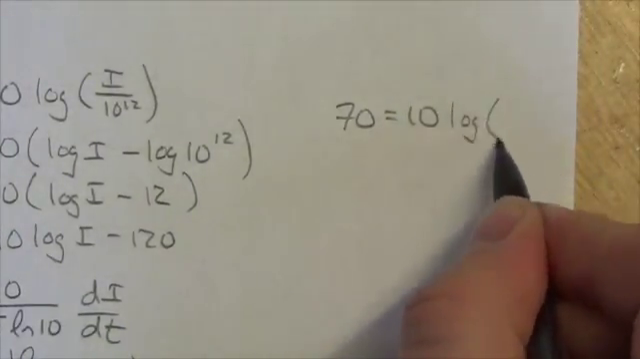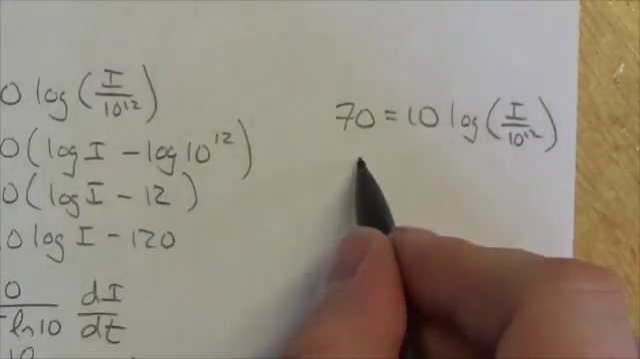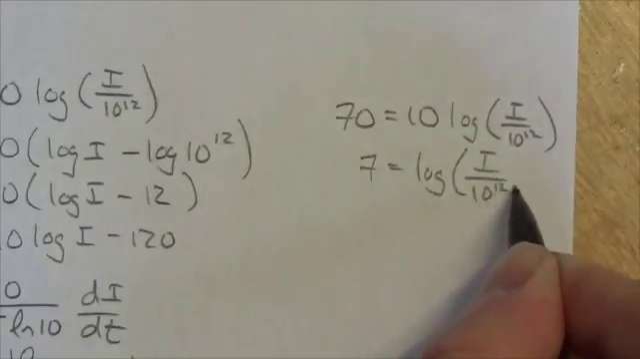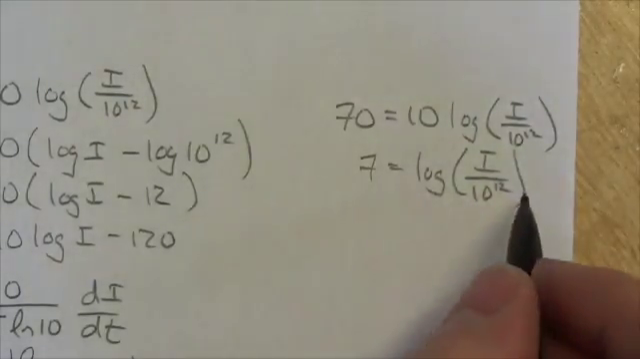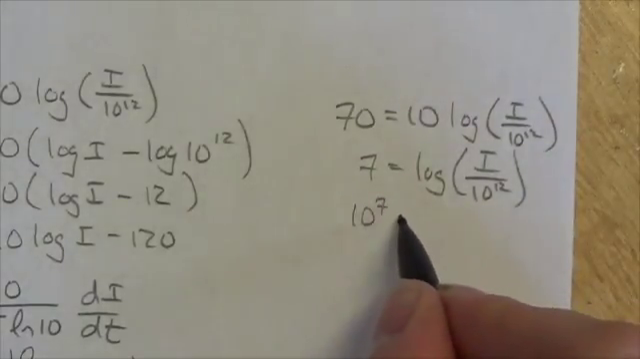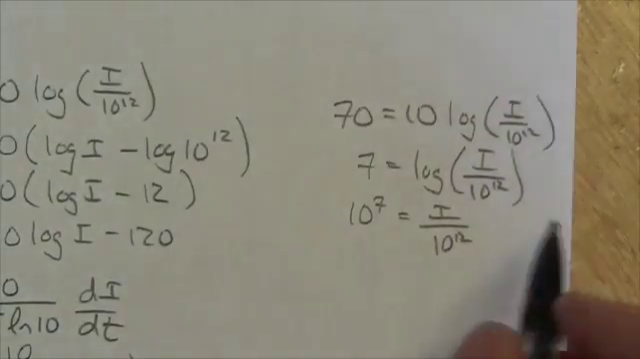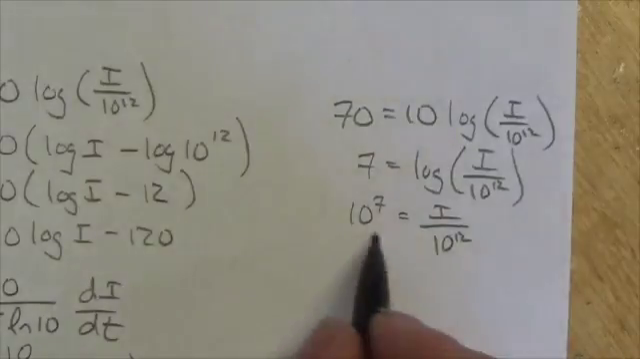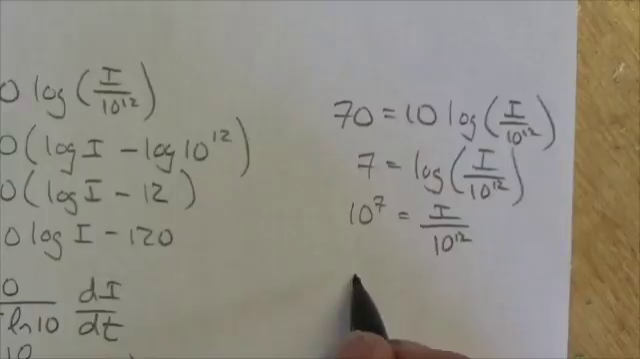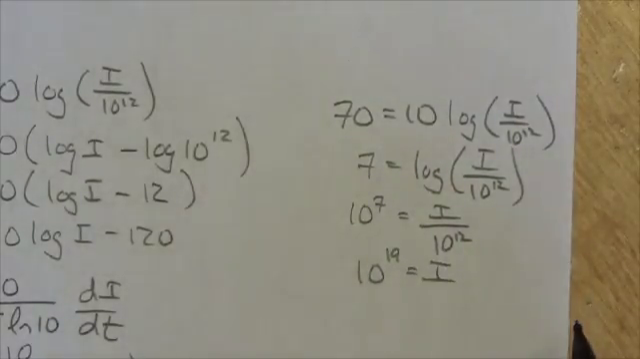So this will be the log of I over 10 to the 12. So I'll divide, and I'll get 7 is equal to log of I over 10 to the 12. I'm going to get rid of the logarithm by converting this to the exponential. So this will be 10 to the 7 is equal to I over 10 to the 12. Okay, and now I'll just multiply it up here. Because the base here is 10, when I multiply by this, I'm just going to add the exponents. This is going to be 10 to the 19, which is huge, is my intensity right there.